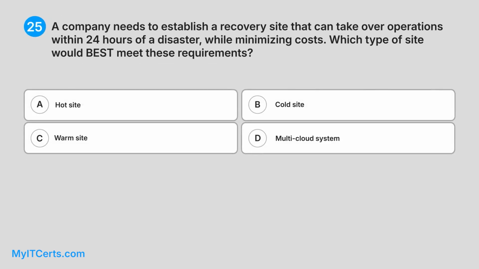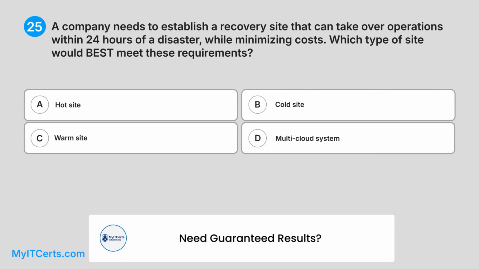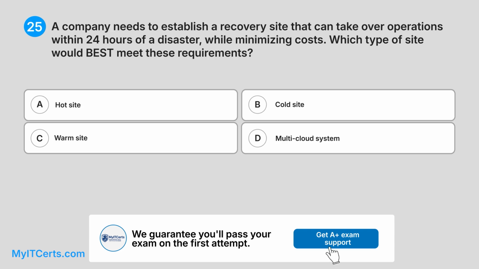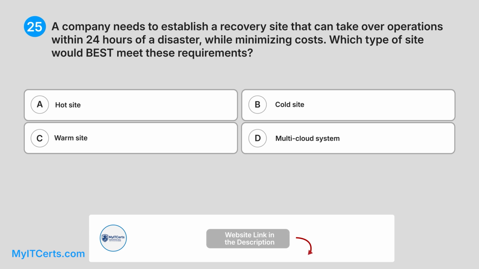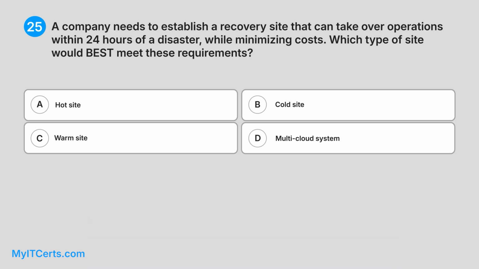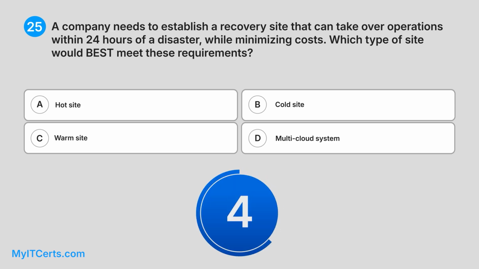25. A company needs to establish a recovery site that can take over operations within 24 hours of a disaster, while minimizing costs. Which type of site would best meet these requirements? A. Hot site. B. Cold site. C. Warm site. D. Multi-cloud system. Can you guess the answer?